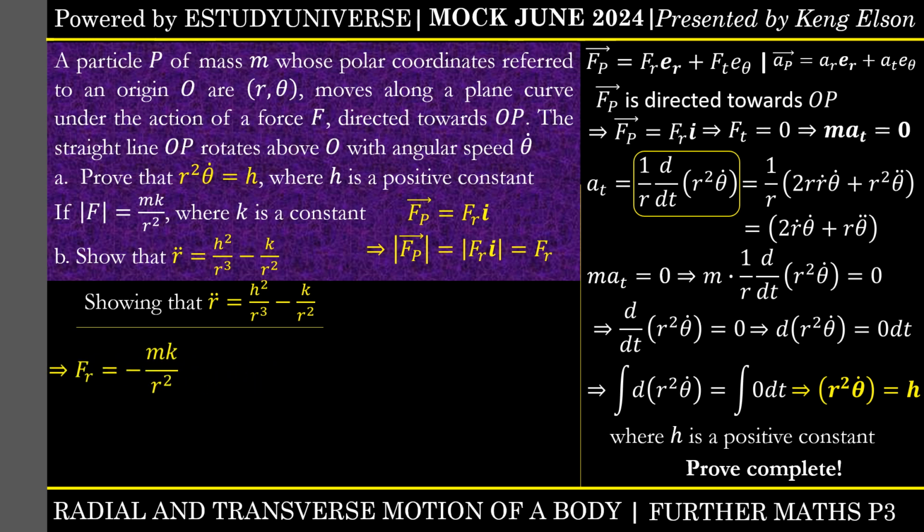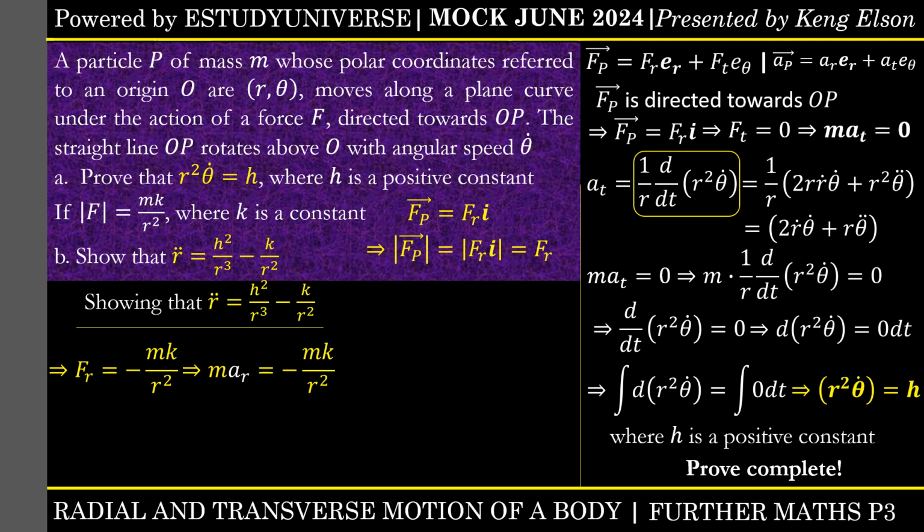But we know that Fr is actually negative mk on r squared. The magnitude is mk on r squared, but Fr itself is negative mk on r squared, because it was acting towards OP.